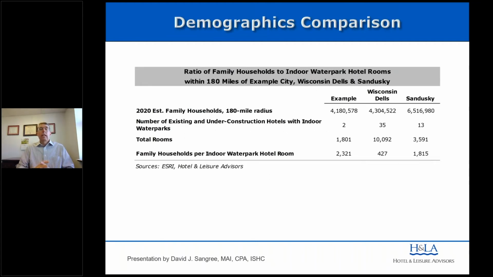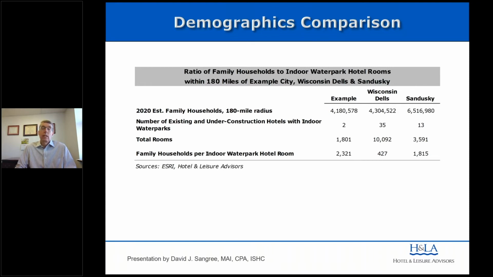Now, the demographic comparison is, this chart provides an example for an indoor water park resort. And in this example, we've compared the Wisconsin Dells, Wisconsin, and Sandusky, Ohio, to the example city. So these two locations have the greatest concentrations of indoor water park resorts in the United States. And you can see from the chart that there's about 4.3 million people in Wisconsin Dells, and I'm sorry, not just people, these are family households. So there's 4.3 million family households who live within a 180-mile radius around the Wisconsin Dells, and 6.5 million around Sandusky. Our example city has about 4.2 million.